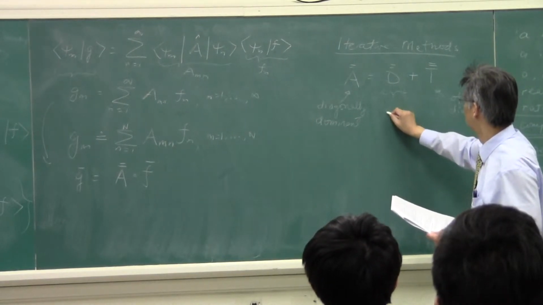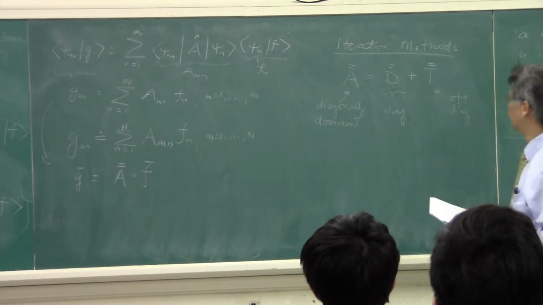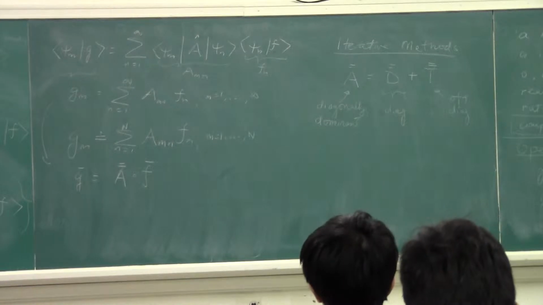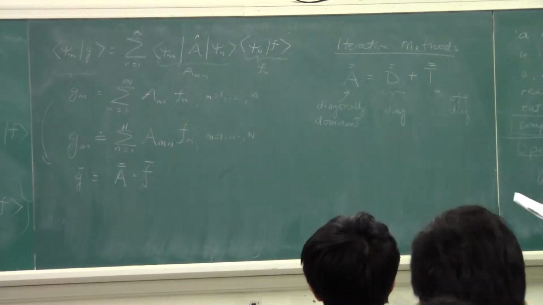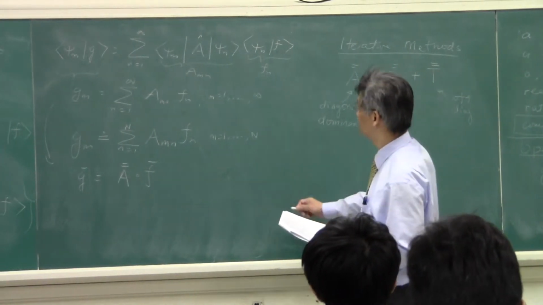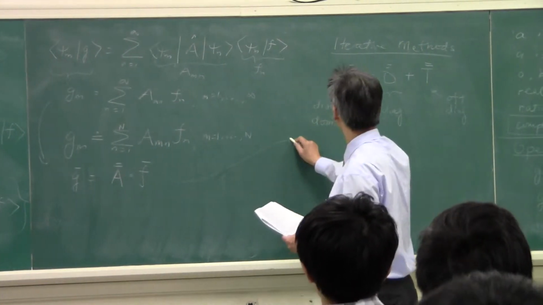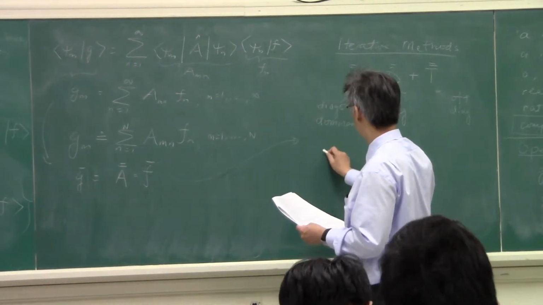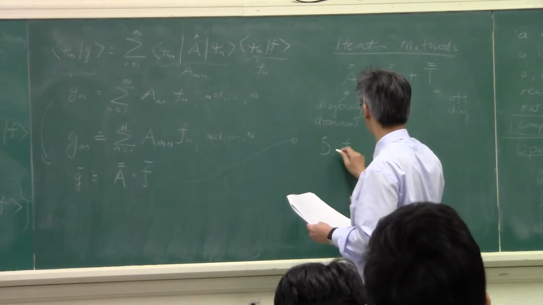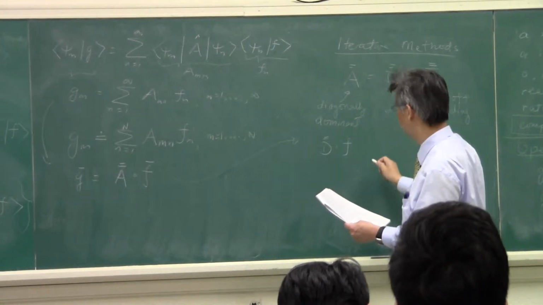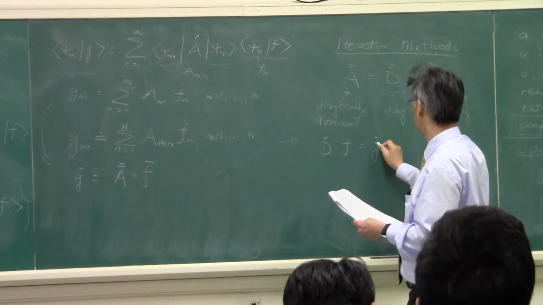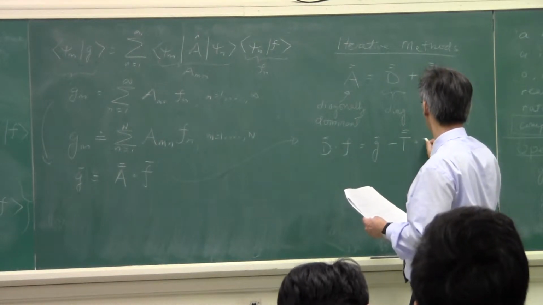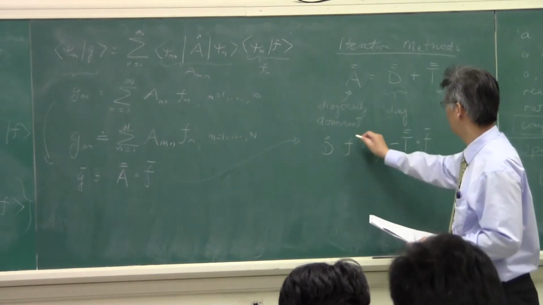And this is the diagonal term. Okay, I can always break a matrix system into such. And then if I do that, then this matrix equation that I have here can be written as D dot F. I just take T to the right-hand side, is equal to G minus T dot F. F is the unknown.